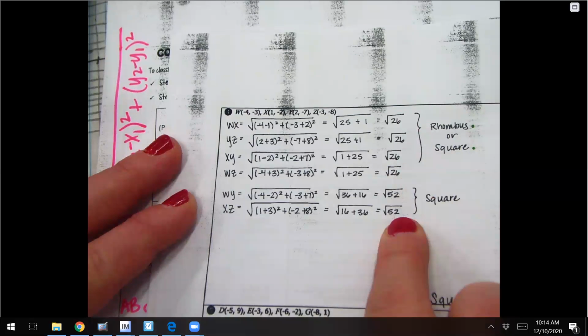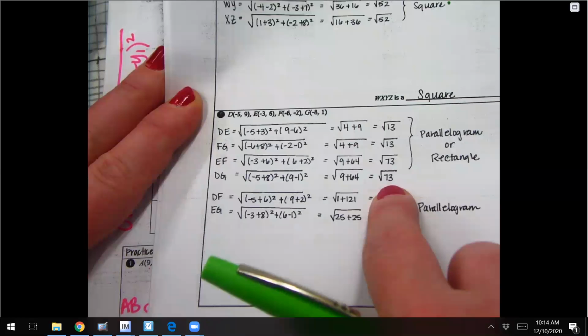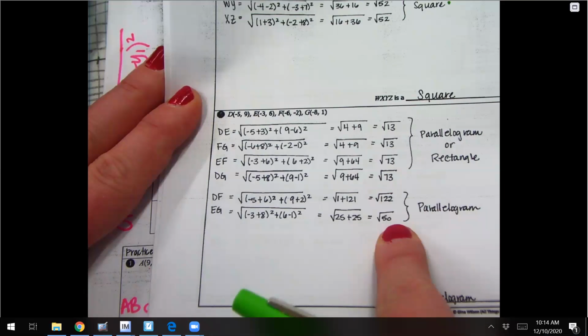Last one. They did all the sides. 13, 13, 73, 73. Not all the same. So it's a rectangle or a parallelogram. They did these diagonals. Not the same. Parallelogram. Everybody understand? It's just looking at the distance formula, it ain't no big deal.